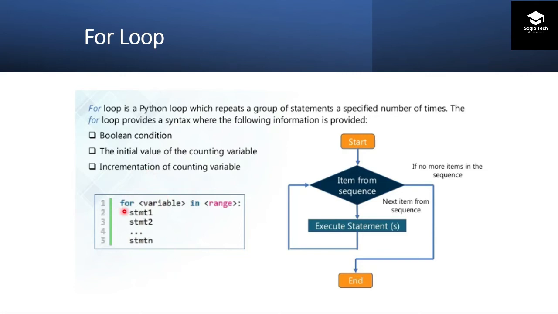The syntax is very easy. For variable in range, range is how many times you want it to run, and variable is a specific number. For example, I want to run it 10 times. The first time the variable will start from 1, and after every iteration, after every step, the variable is incremented by one. For example, first time it will be 1, then it will be 2, 3, 4, 5. At the end, when the variable becomes 10, the condition becomes false and the for loop exits.